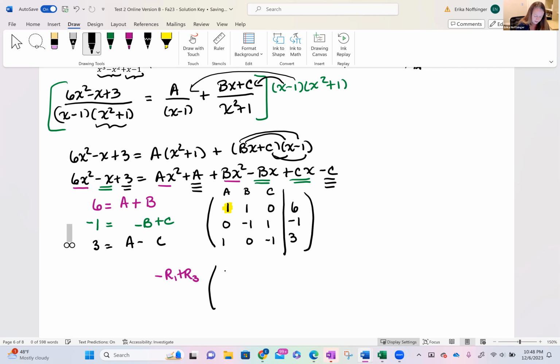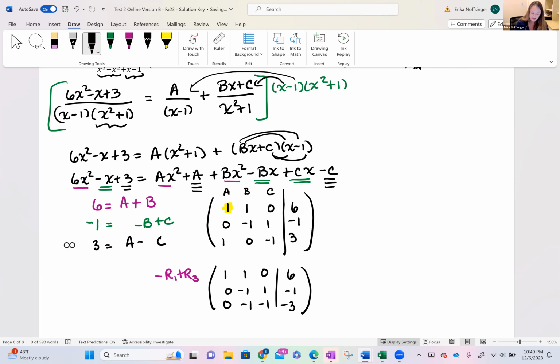So I tend to like to write the rows down that I'm not changing, and then change the one I'm going to change. So negative 1 times the first row plus the third row. Negative 1 times 1 is negative 1, plus 1 is 0. Negative 1 plus 0 is negative 1. 0 times negative 1 is 0, plus negative 1 is negative 1. Negative 1 times 6 is negative 6, plus 3 is negative 3.